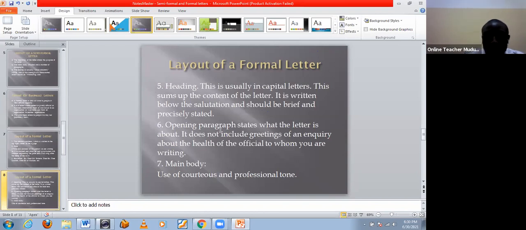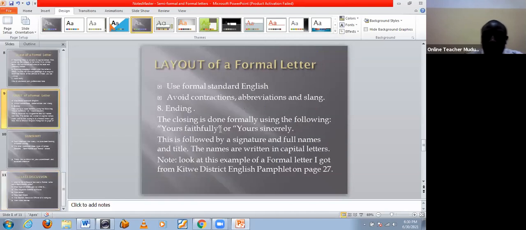You go to the body, the main body of your letter. In this body, the tone and the language you're going to use should be courteous and professional. You're going to use formal standard English. In this letter, you're going to avoid contractions. Remember, in an informal letter, we said you may use contractions, words like don't, can't, won't. But in a formal letter, you cannot use these contractions. So avoid using contractions. Avoid abbreviations and slang, right?